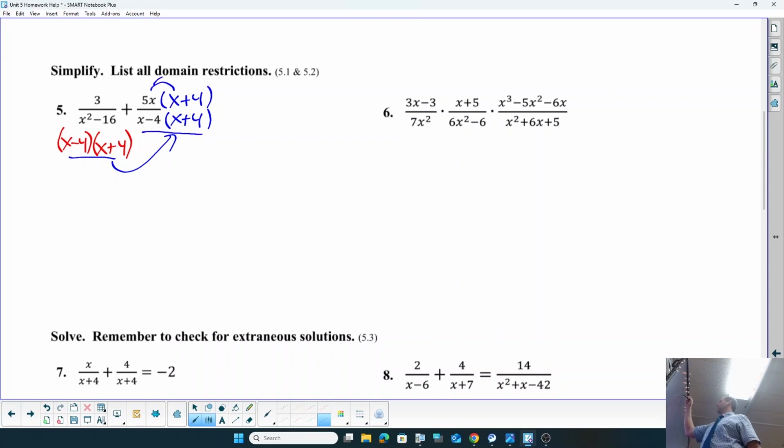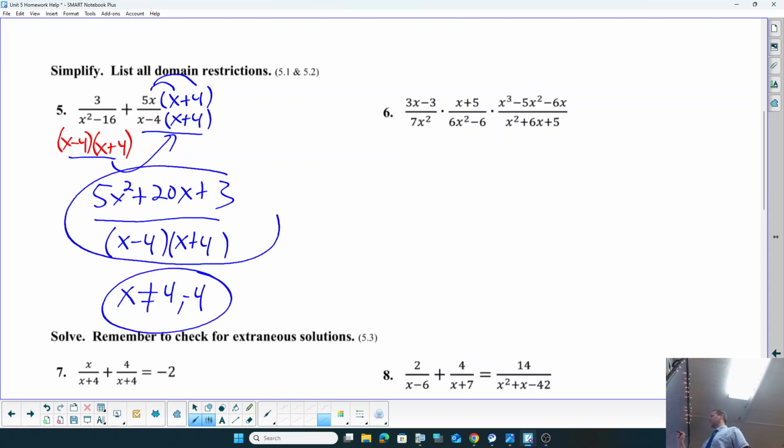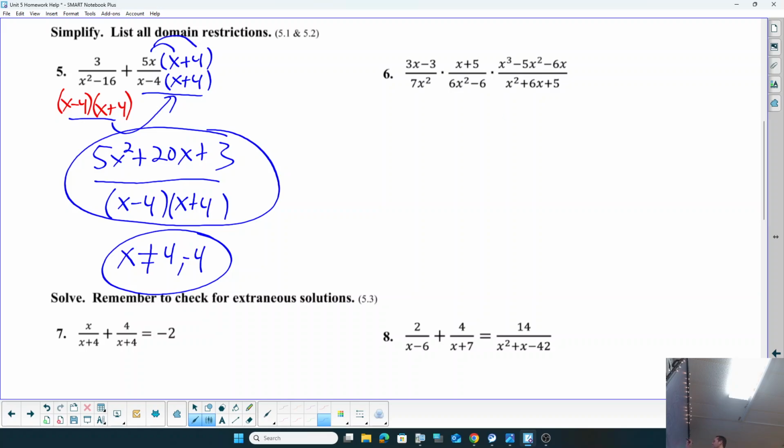And so we're going to distribute. So we get 5x squared plus 5 times 4 is 20x, all over x minus 4 times x plus 4. Pause me. Try it on your own. Don't forget to list the restrictions. So those are our 2 answers. And then don't forget to factor. Lots of factoring going on.